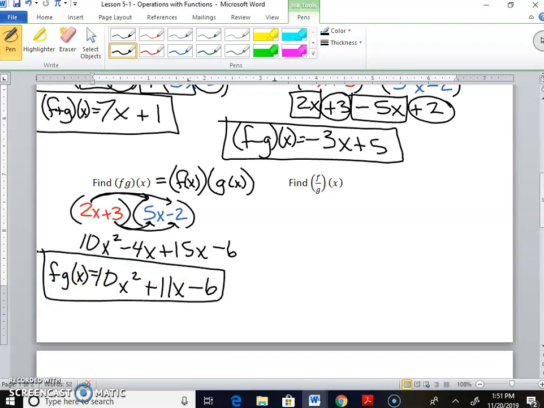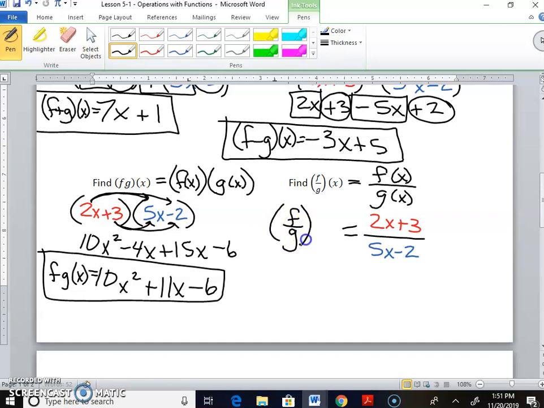Okay, and then finally I've got f divided by g of x. That just means f of x divided by g of x. This one might end up being your favorite because I think it's the easiest to do. You're going to put your f of x, which is 2x plus 3, divided by your g of x, which is 5x minus 2. Very rarely are you going to be able to simplify these. So when I do f divided by g of x, that's my answer. I don't have to simplify anything. Okay? So that's the first part of your homework there.